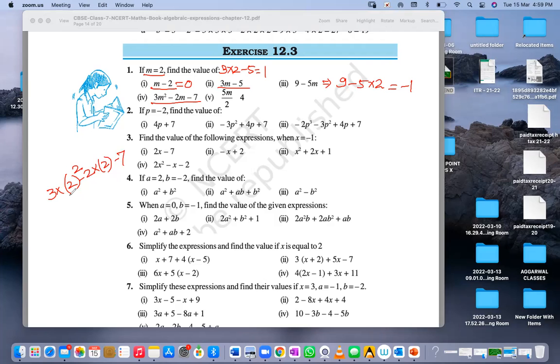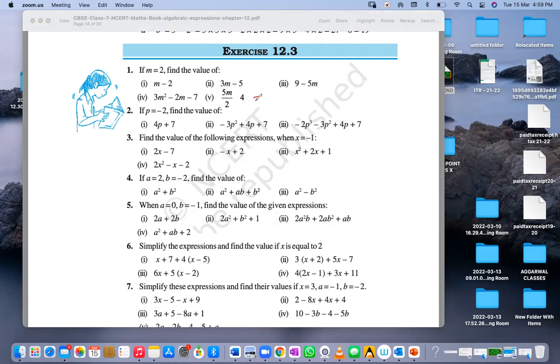And then first you solve this exponent. What is the value of that? 2 square is 4. So you write 3 into 4, minus 2 into 4, minus 7. Now follow BODMAS or DMAS. 3 4s are 12, 2 4s are 8 minus 7. And then 12 minus 8 is 4, 4 minus 7. So this is the answer. Are you clear with it? Yes, sir. So basic substitution goes like this.